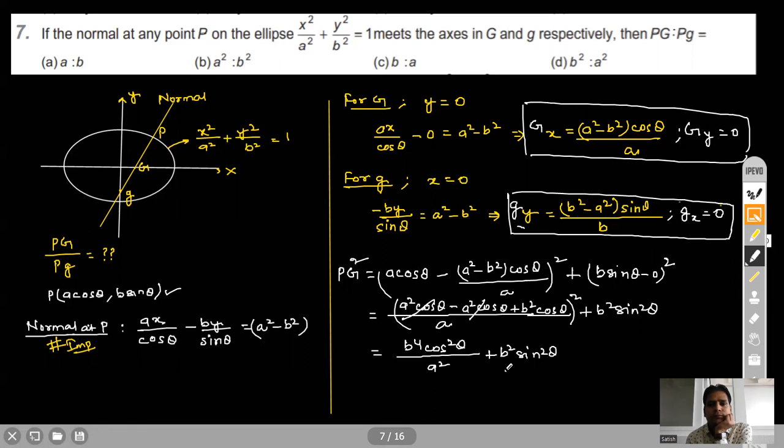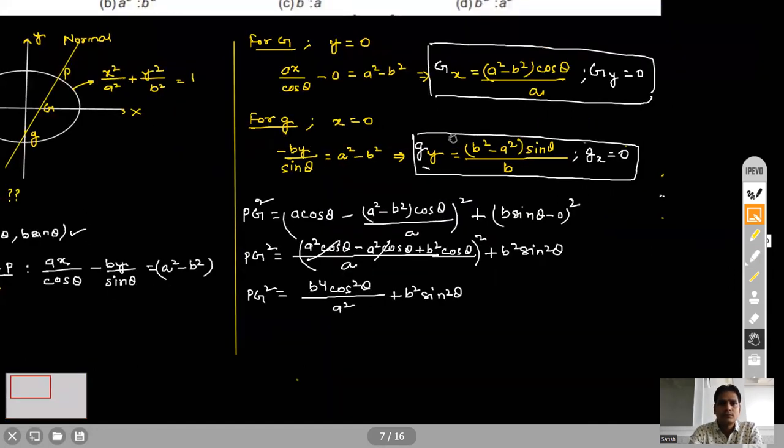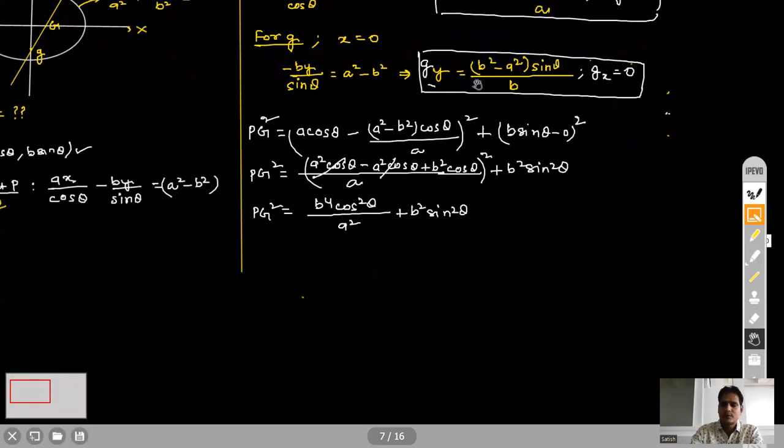Is it okay? So what can we do further? This is our PG, so PG means PG square, this is our PG square. So similarly we can find this small g also, right? If you see, let me write that also.